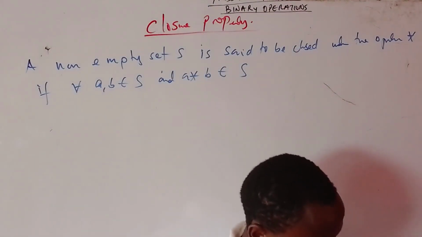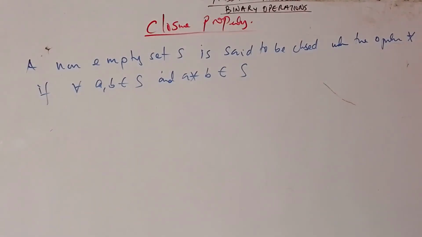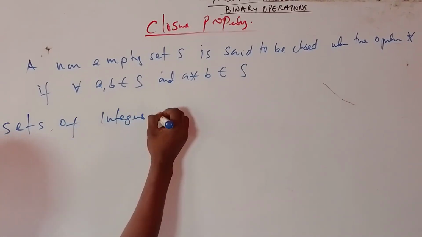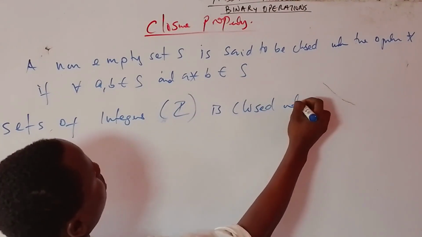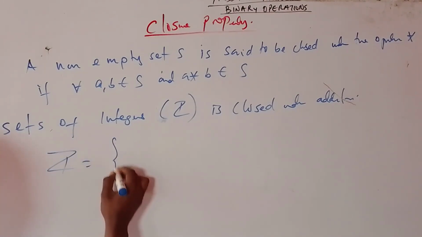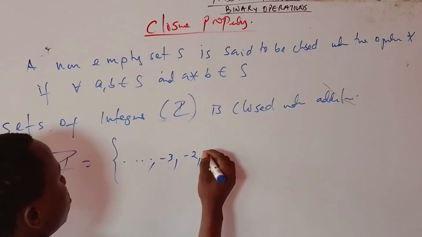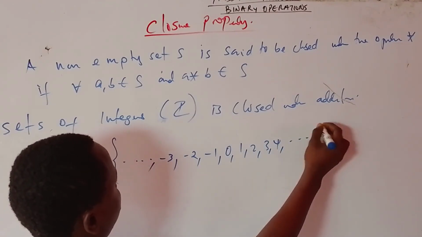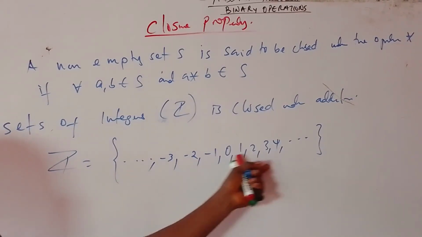Now, the set of integers is closed under what? Under addition. Let's check. The set of integers is closed under addition. We have the set of integers, which is dots, minus 3, minus 2, minus 1, 0, 1, 2, 3, 4, and so on and so forth. Now, let's take two elements from this set of numbers.